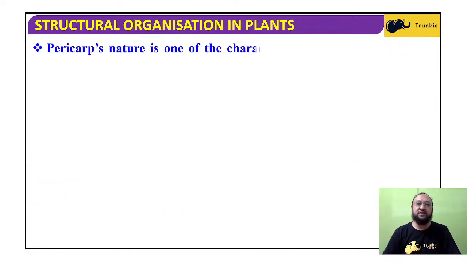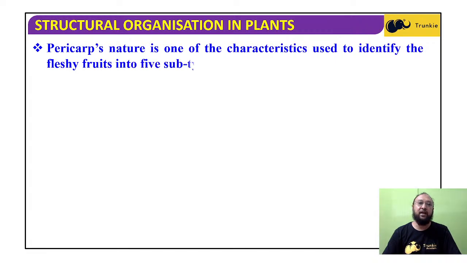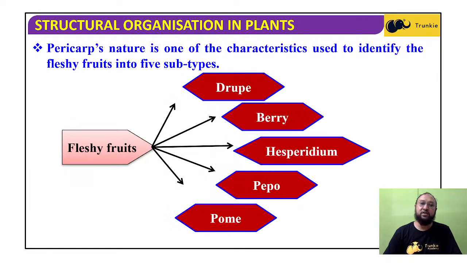Now, the pericarp's nature is one of the characteristics used to divide the fleshy fruit into 5 subtypes. How is the pericarp? What is the nature of the pericarp? It is the important characteristic to divide fleshy pericarp fruits into 5 subtypes. That is, the fleshy fruits can be divided into drupe, berry, hesperidium, pepo and pome. Okay, try to understand it. Typically there is the pericarp and the seeds in the fruit. Some fruits are fleshy fruits and some are dry fruits.